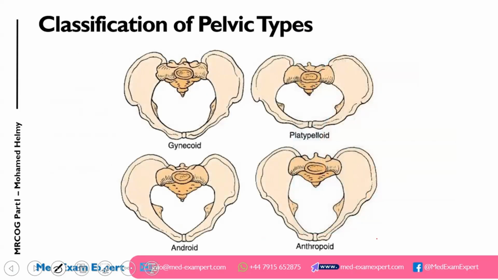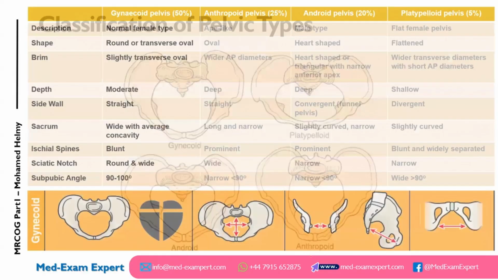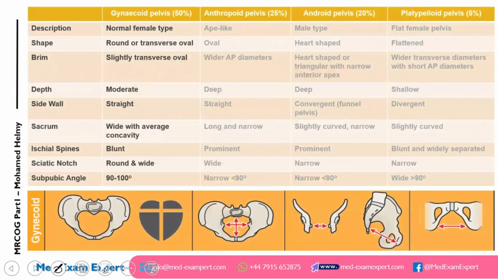Also, quickly, this is not a common part in an exam, but we have four types of pelvis. We have the gynecoid pelvis, which is the most common in the female pelvis. The android one, which is found in the male pelvis. We have the platypelloid and the anthropoid. What are the main differences between these types of pelvis? This is the gynecoid pelvis, which is found in 50% of women. It's the normal female type of pelvis.